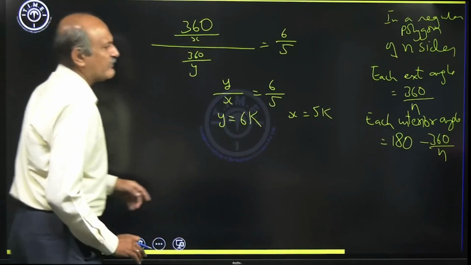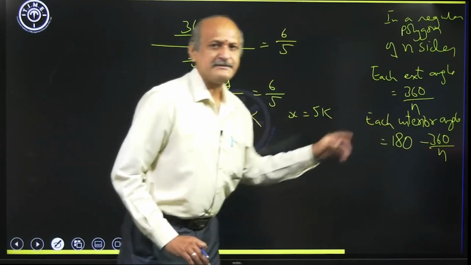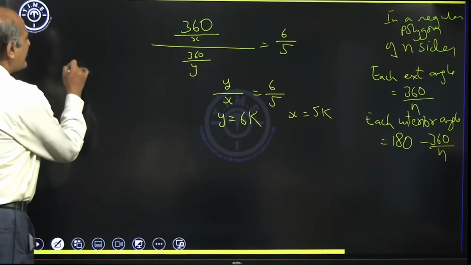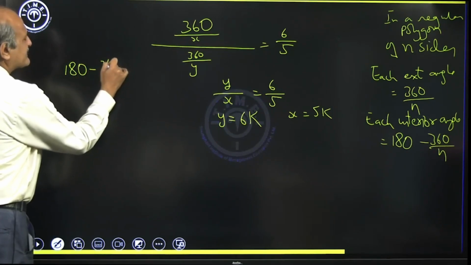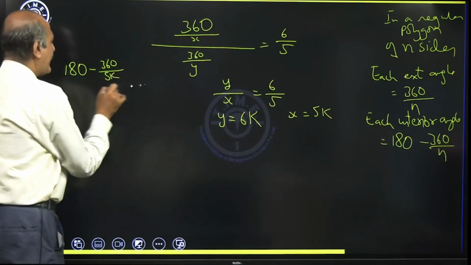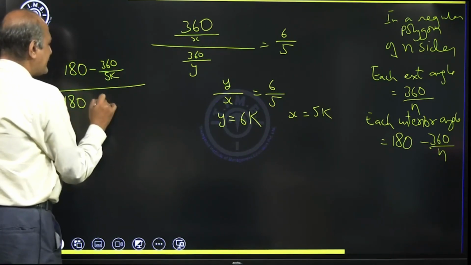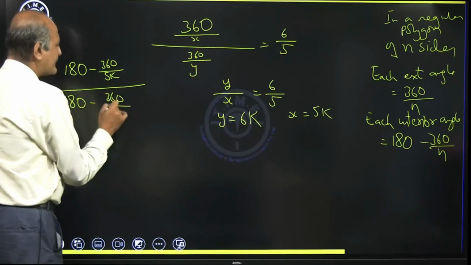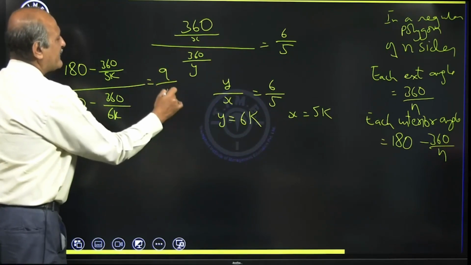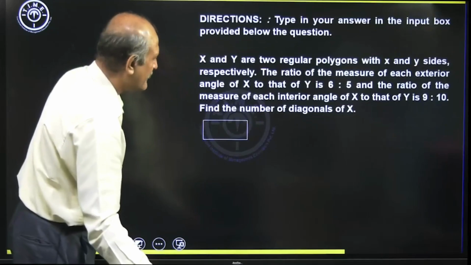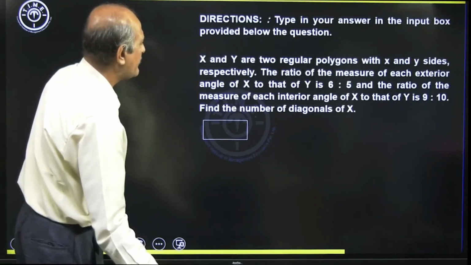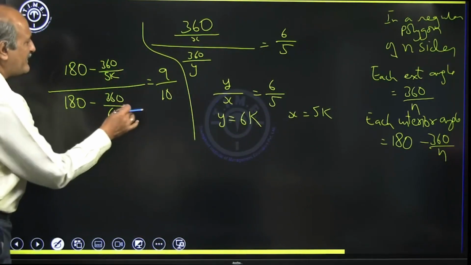So let's understand what each interior angle is. It is 180 minus 360 by n. So we can say it is 180 minus how much? It is 360 divided by, for x the number of sides is equal to 5k, and for y each interior angle we are getting like this, 180 minus 360 divided by 6k. This he says is equal to 9/10. Okay, this is 9/10 here.